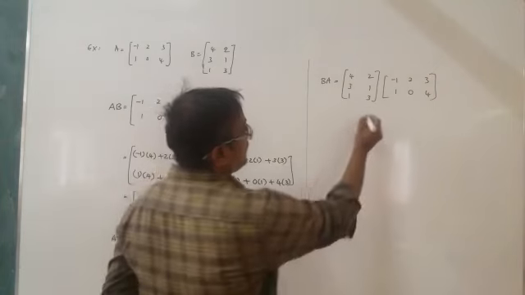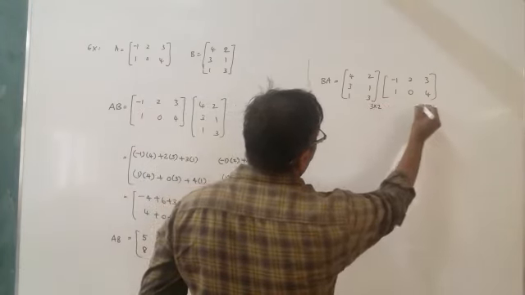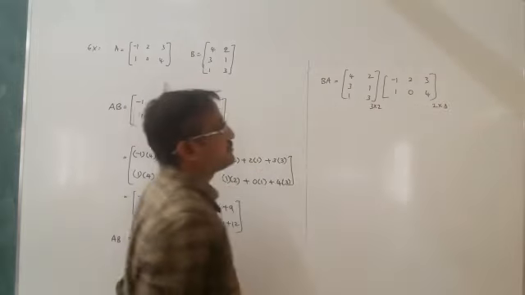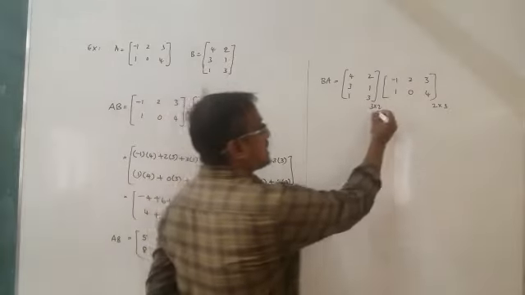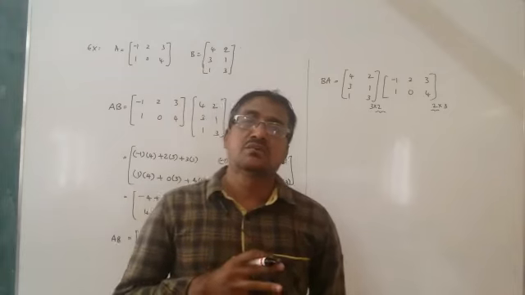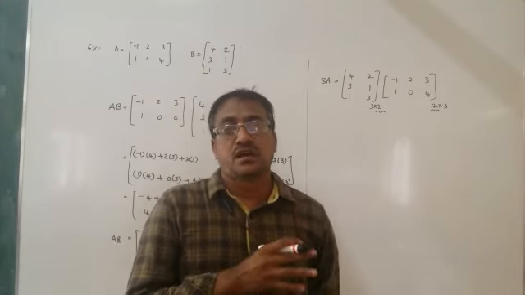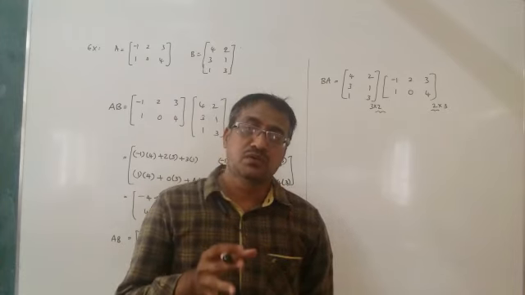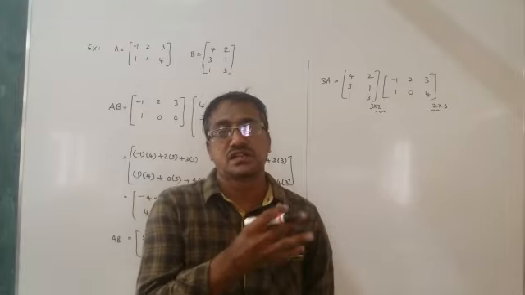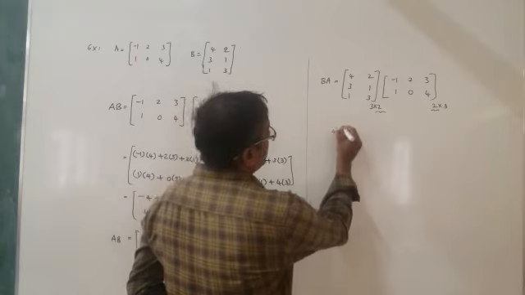Now think about BA. In B, it has 3 rows and 2 columns. A has 2 rows and 3 columns. Now matrix multiplication is possible. Sometimes it is not possible to find the product of 2 matrices. The product of 2 matrices is possible only when the number of columns in the first matrix is equal to the number of rows in the second matrix. Now BA.